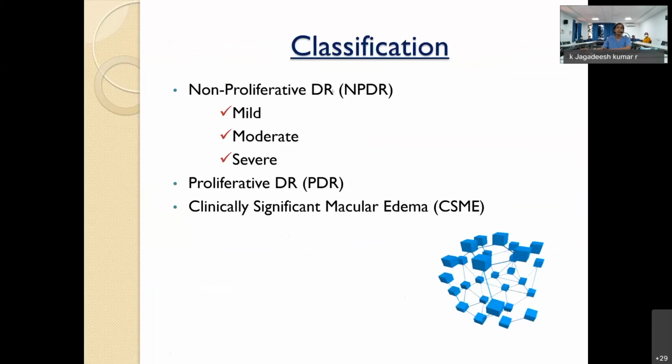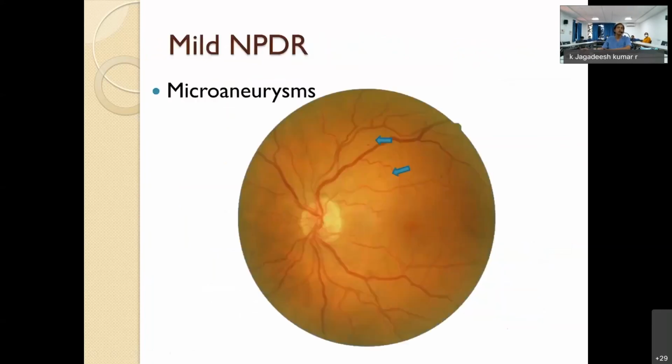Now we move on to diabetic retinopathy per se. What we need to know is whether the patient is suffering from any diabetic retinopathy at all, or if it is non-proliferative, in which case it could be mild, moderate, or severe, or is it proliferative, or does the patient have any macular edema, which is causing a decrease in vision. So this is a patient with mild NPDR, and this is what you would see.